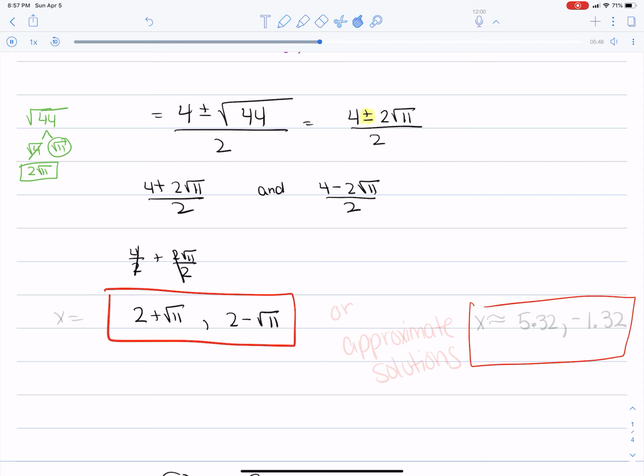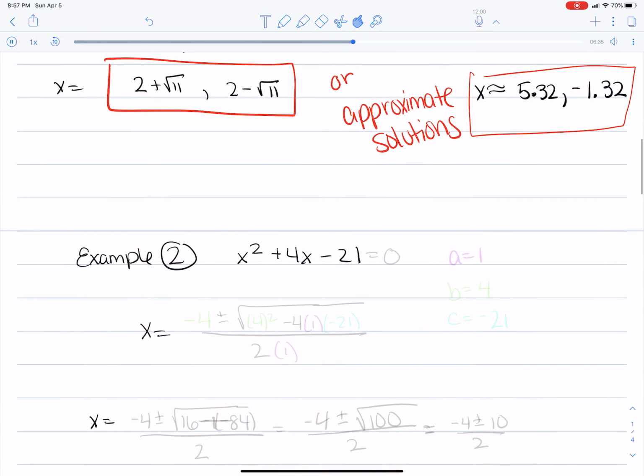So these are both what x is equal to. Or if it asks for approximate solutions, well then we need to plug this into a calculator to figure out what our approximate solutions would be, and we would get x is approximately, those squiggly equal signs mean approximately, 5.32 and negative 1.32.